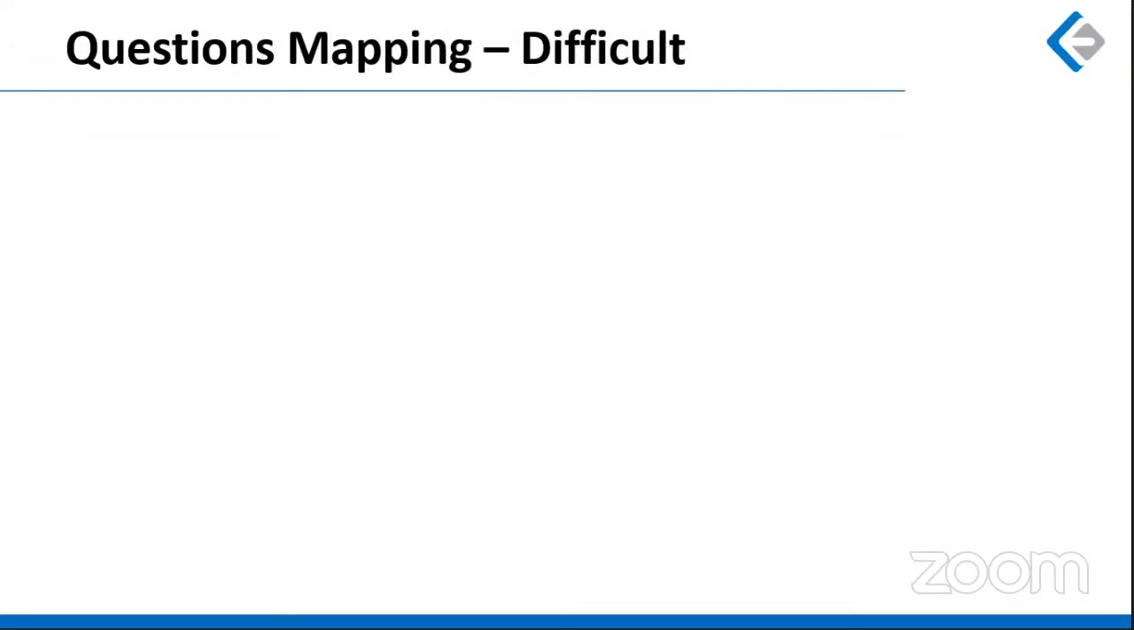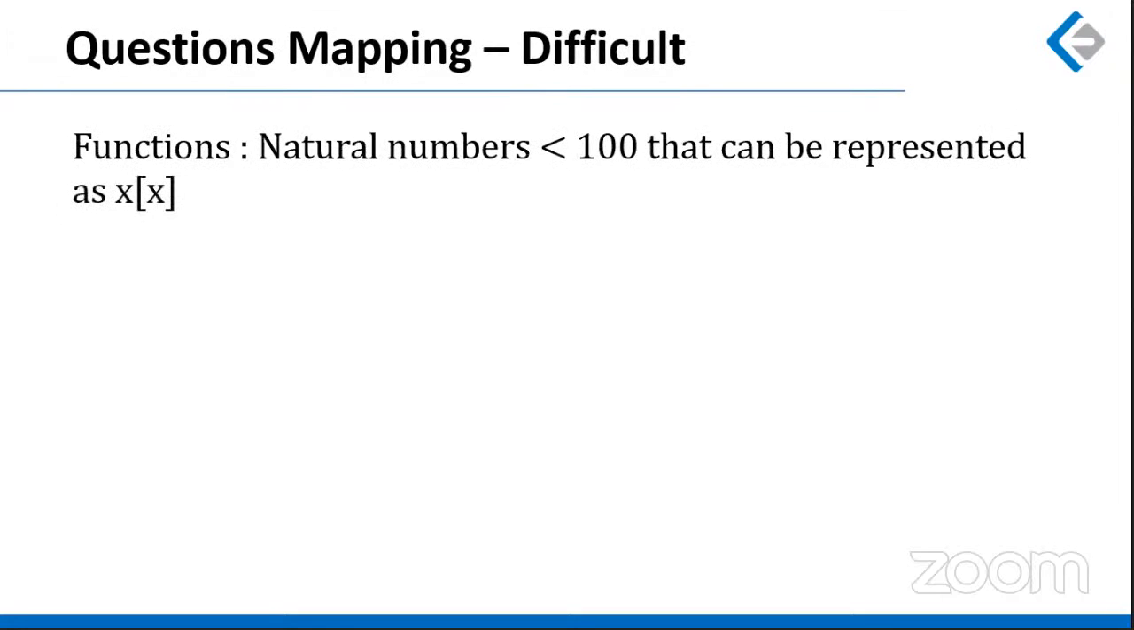Coming to question mapping of difficult questions, sorry. There was a question based on functions where we had to find out the number of natural numbers less than 100 that can be represented as x⌊x⌋. Now, ⌊x⌋ is the greatest integer function. This is the standard notation.